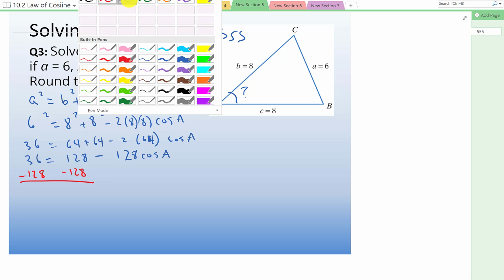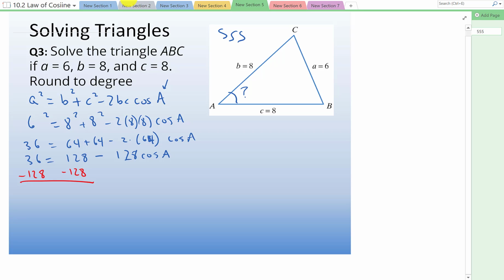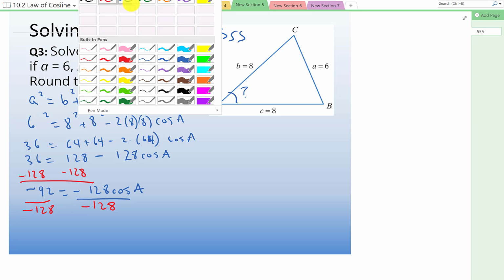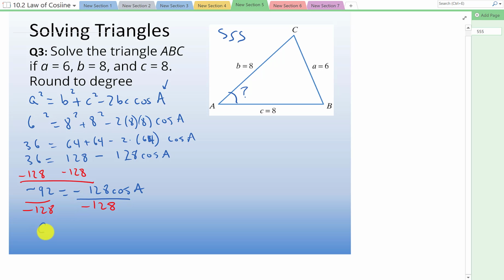And then we get the 36 minus the 128 is negative 92. Negative 128 cosine A. I'm really close now. All I have to do is divide. I want to divide a negative 128 on both sides. And so when I do that, I'm going to throw the cosine A onto the left side, and the negatives cancel out. That's just a nice coincidence here.